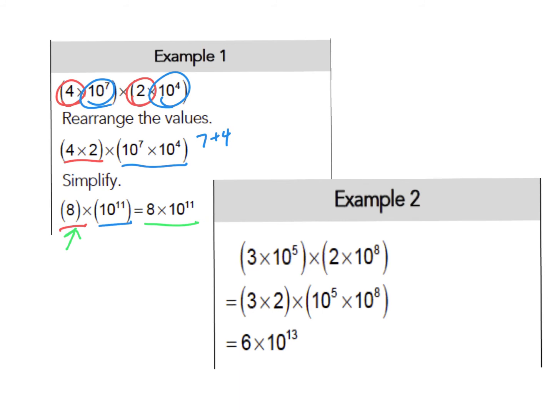Look at the second example. Again, start with our factors. 3 times 2 gives us 6. Then we look at our powers of 10. 10 to the 5th times 10 to the 8th. 5 plus 8 gives me 13. So our answer, 6 times 10 to the power of 13.